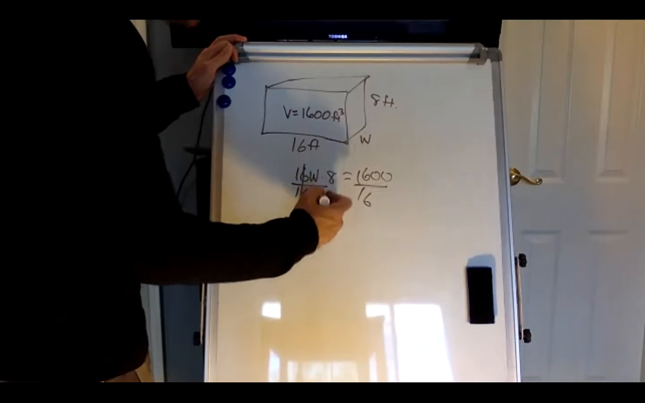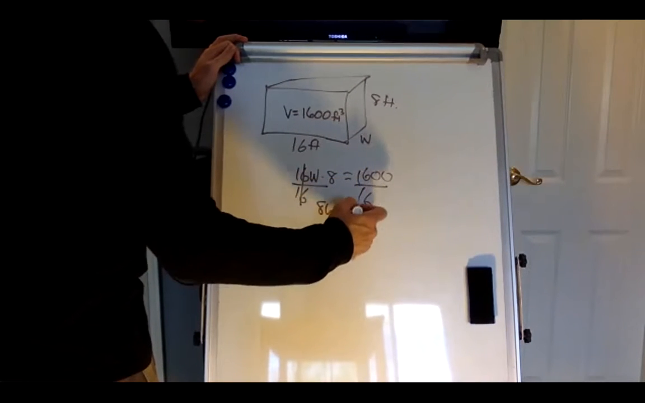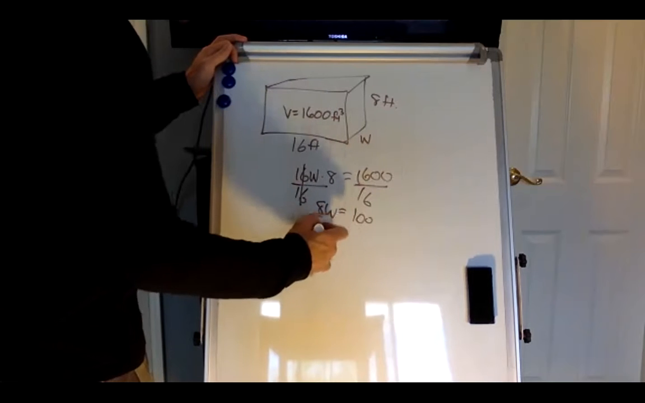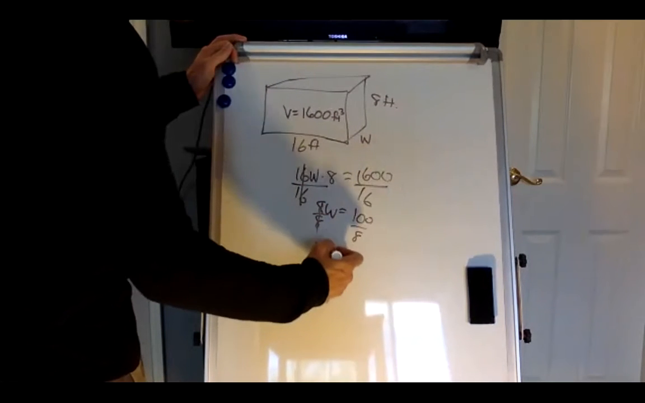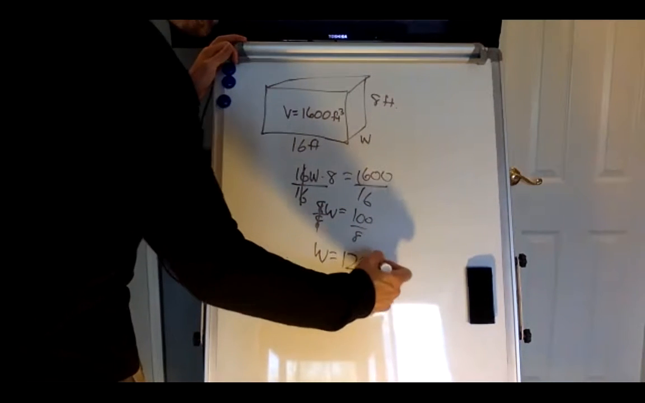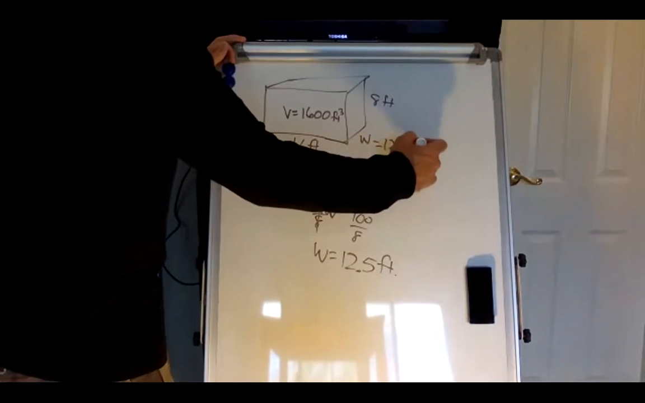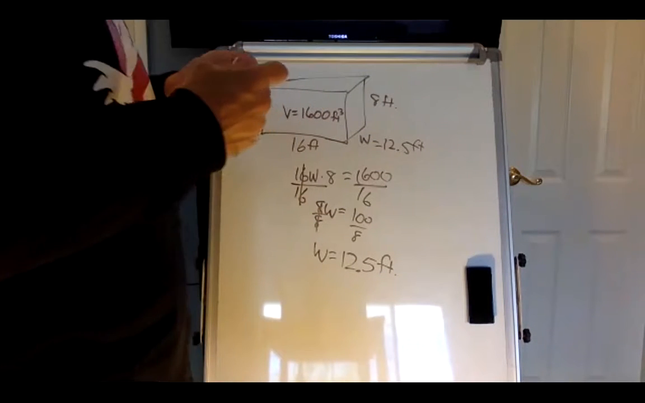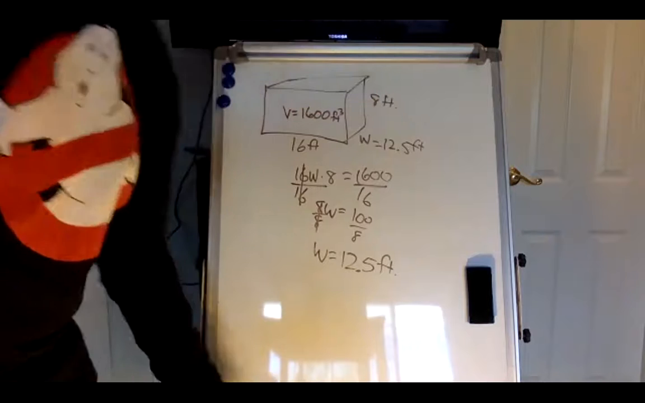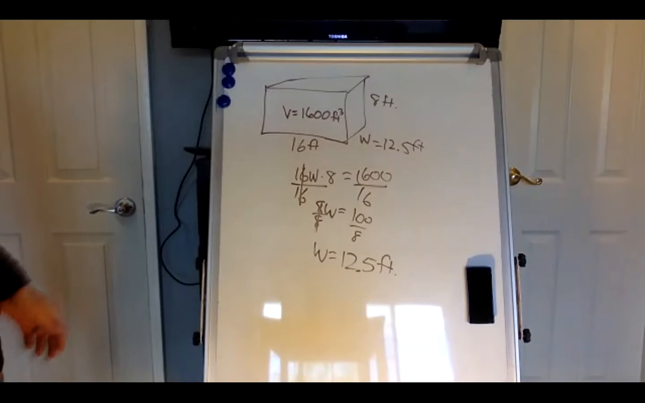Now I just have W times 8, or 8W, is equal to 100. Divide by 8 on both sides, and you get 12.5. And that's feet. The width is 12.5 feet at most. If you go over 12.5 feet, the air conditioner will not sufficiently cool the room.